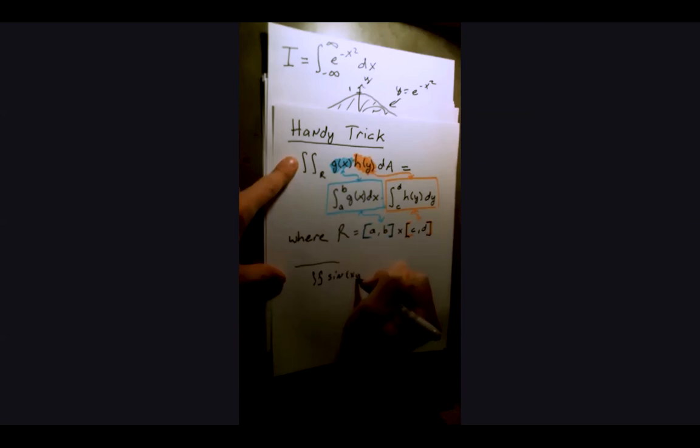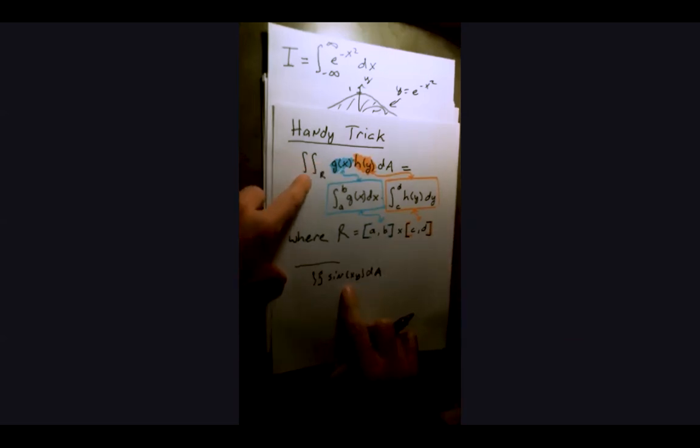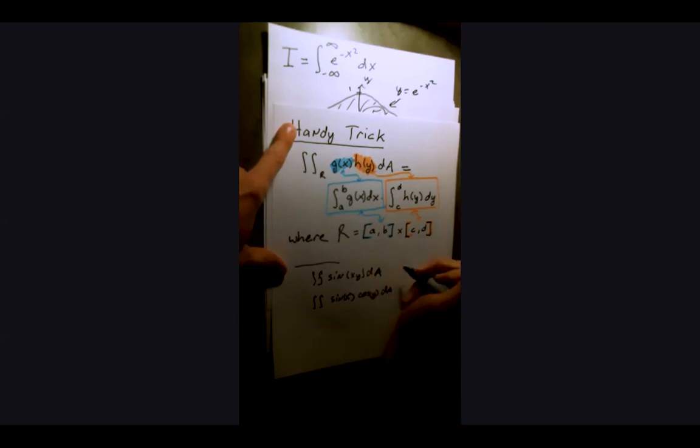So this wouldn't work if you had the double integral of sine xy dA, because this is not g of x times h of y. But it would work if you had sine x times cosine y dA. So here it's not handy, and here it is handy.